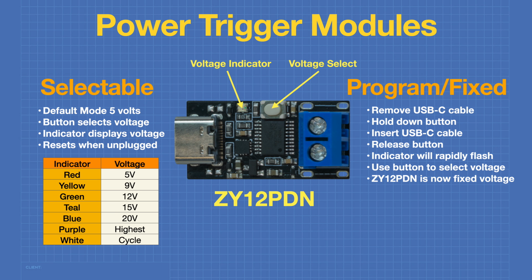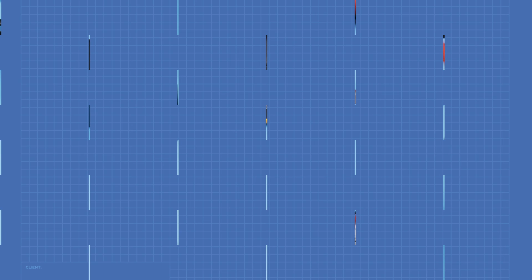White mode is an interesting one in which it will cycle through all of its voltages, and while that may not have too many practical applications, it can be used to test USB-PD power supplies. Let's pull out a ZY12PDN module and give it a try.